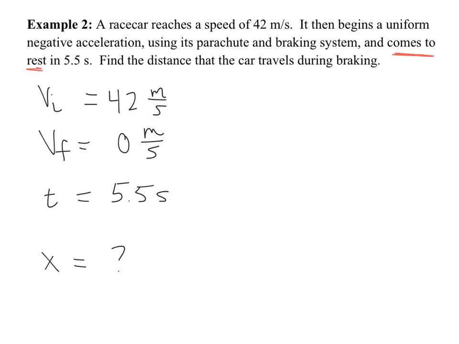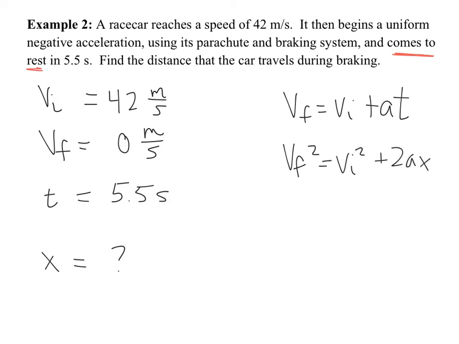And we have several choices of formulas now. We've got VF equals VI plus AT. VF squared equals VI squared plus 2AX. And x equals VIT plus 1/2 AT squared. Katie, what are we trying to find? First you have to find the acceleration. Why? Because you need to plug it in to find distance. Yeah, look at displacement.